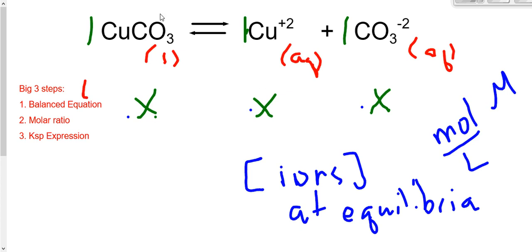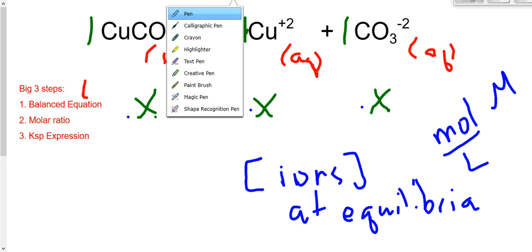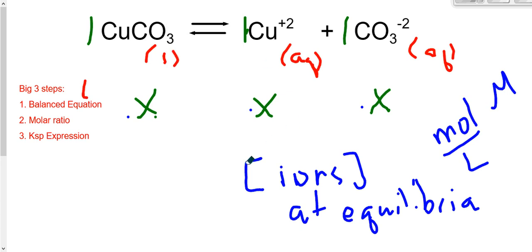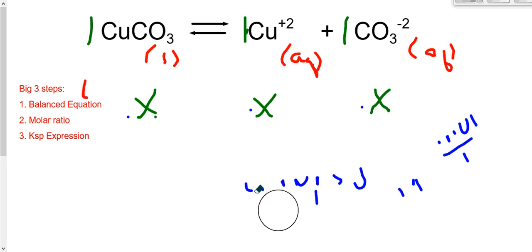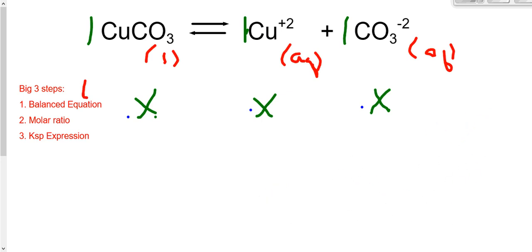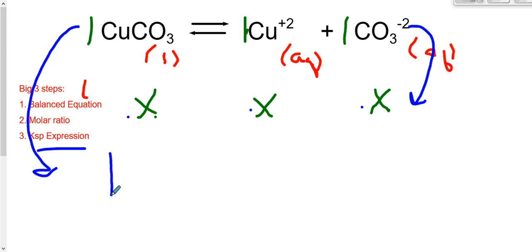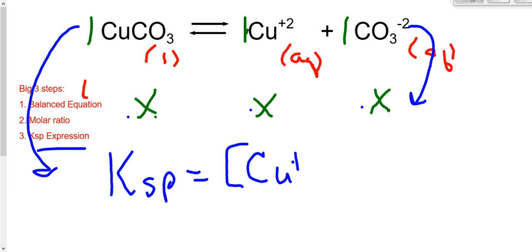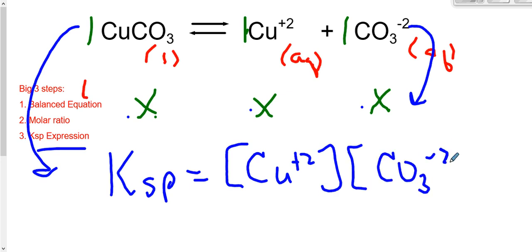So from all of this information, we've got a balanced equation, and from that balanced equation, we have a molar ratio. From all that, we should be able to write our Ksp expression. So let's take a look at how we're going to do that. The balanced equation gave me the molar ratio. It's also going to give me my Ksp expression. Ksp equals the concentration of my copper plus 2 ions times the concentration of my carbonate minus 2 ions.